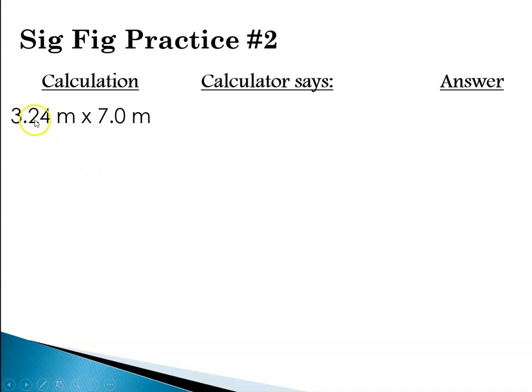So first example, 3.24 times 7.0. The calculator gives me this number. Now I look over here. The first number has 3 sig figs. The second number has 2 sig figs. I'm going to have to round to 2 sig figs. I come over here. My second significant digit is the 2. The number immediately following it is a 6. That means I have to round up. Correct answer, 23, and in this case, meters squared.